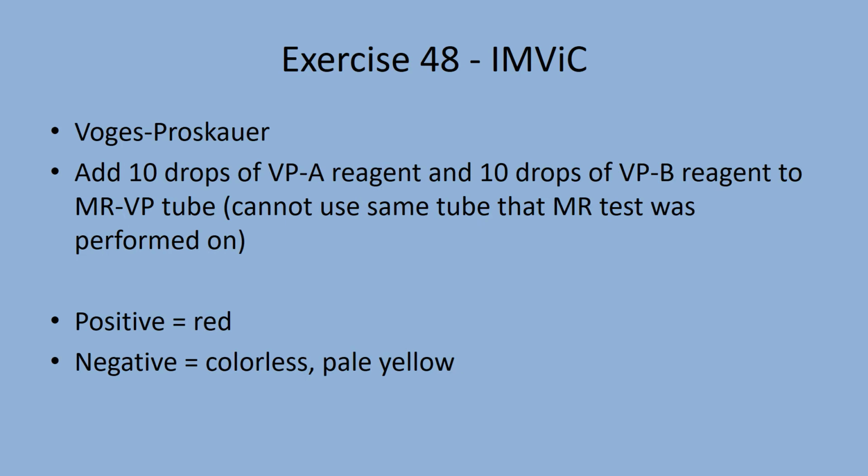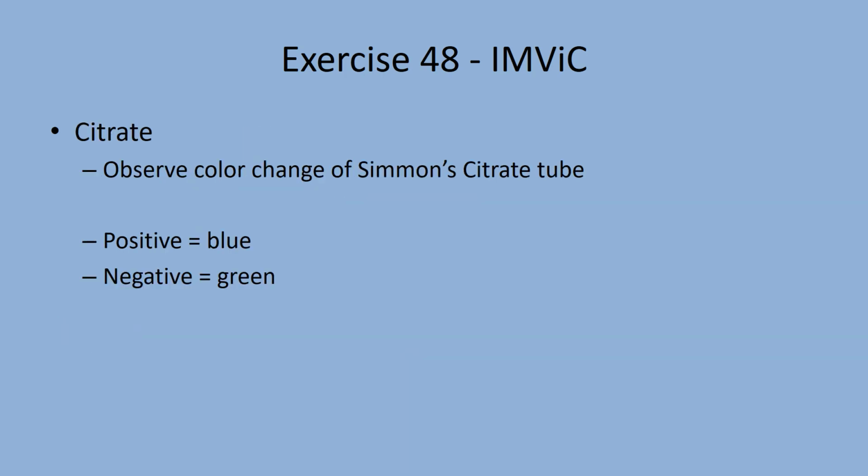The Voges-Proskauer or VP tube: for this one you would add 10 drops of the VP A reagent and then 10 drops of the VP B reagent to the VP tube. And just as a quick reminder, it has to be a separate tube. You cannot do the methyl red and VP on the exact same tube. It's the same media, but you have to have one for MR, one for VP. If it turns red, it's positive. If it remains colorless or pale yellow, once again, it is negative.